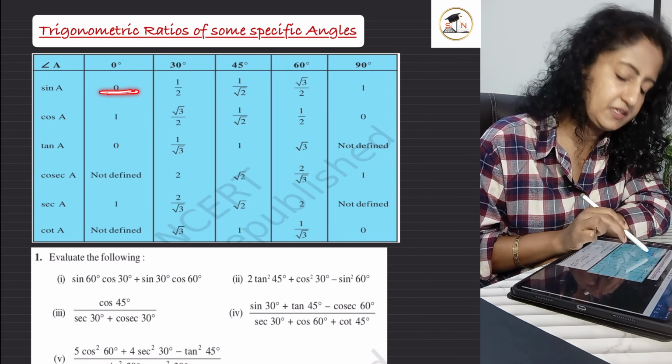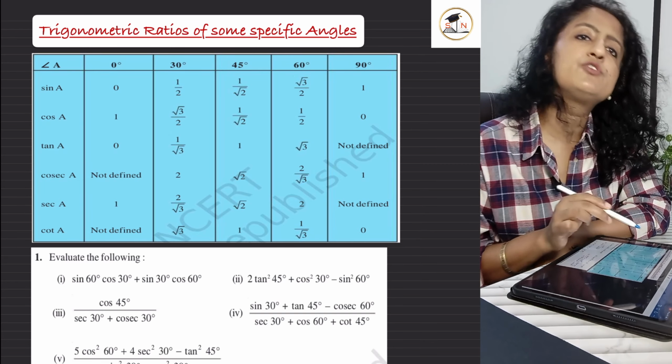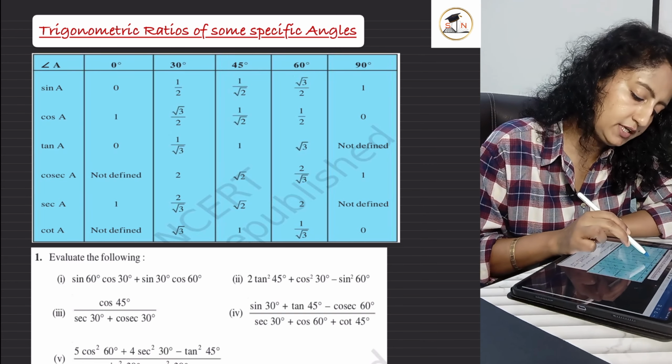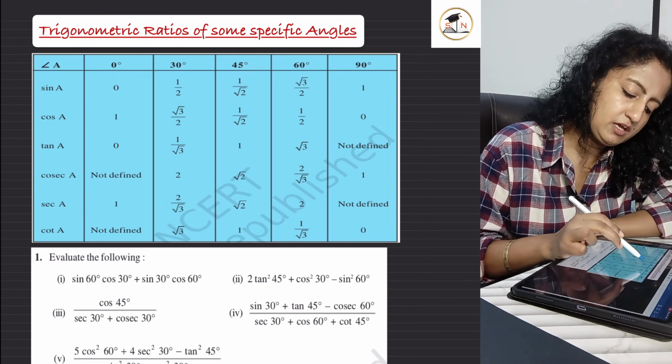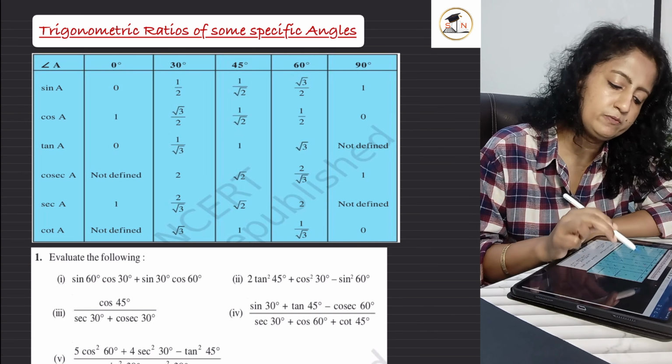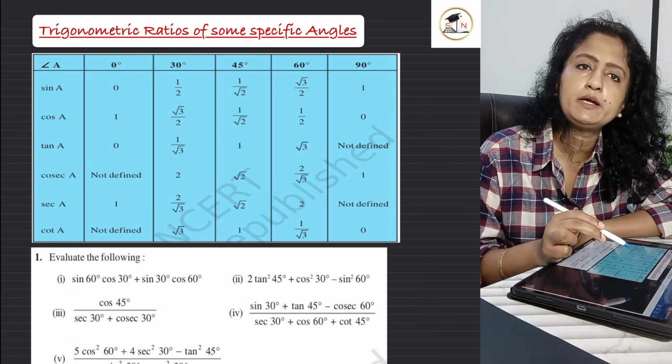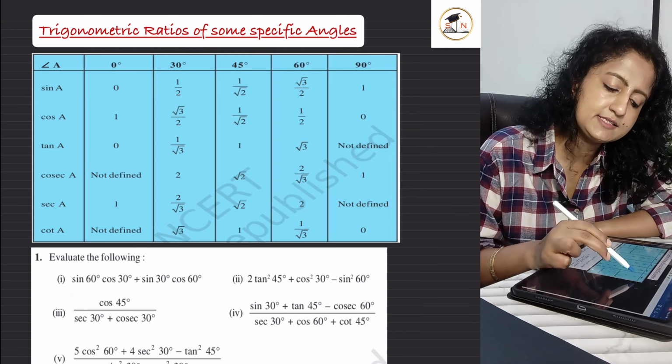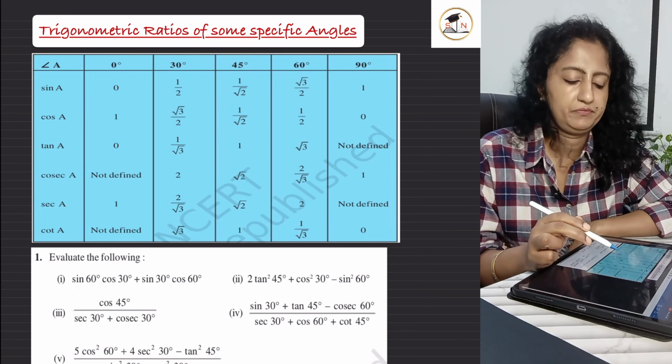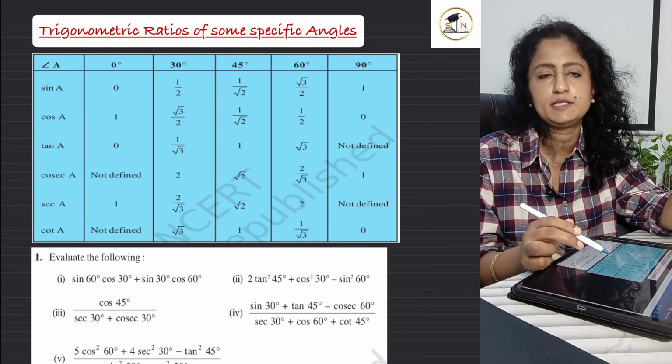Sine 0 is 0. Okay, this is what you need to learn. Sine 30 we had calculated, half. Sine 45, 1 by root 2. Sine 60, root 3 by 2. And sine 90 is 1. I have just copied this table from NCERT.